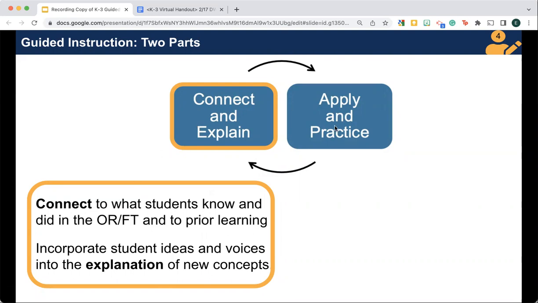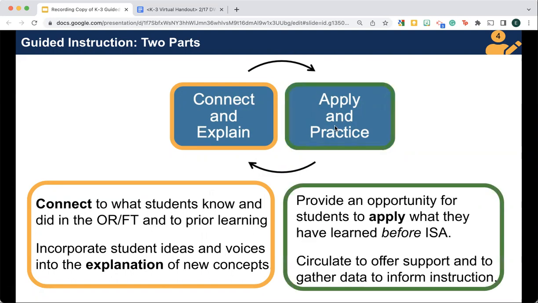Then we want to do apply and practice. Apply and practice is where students have an opportunity to try it out on their own or with a partner. Hey, we just added a couple of numbers together on a number line together. Now I'm going to give you a couple of problems that I want you to add on number lines without me.